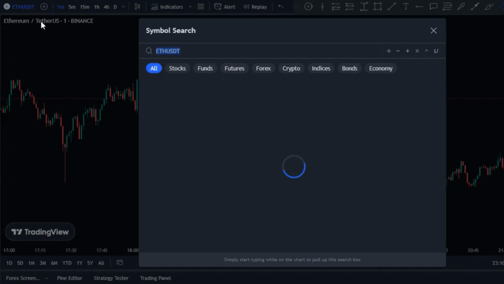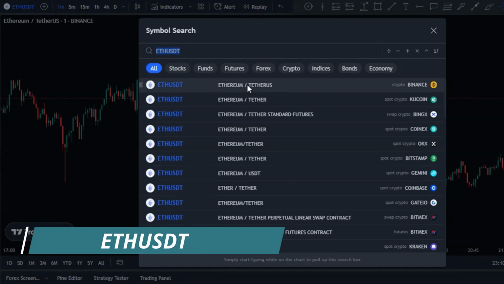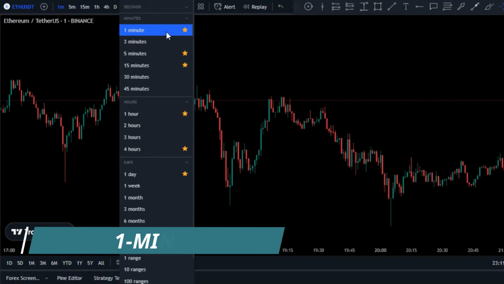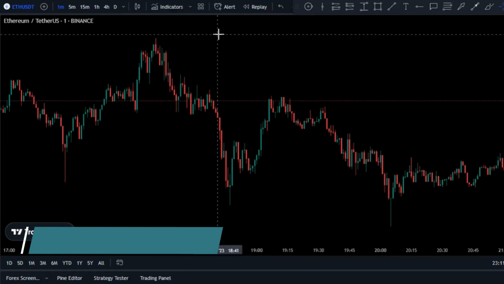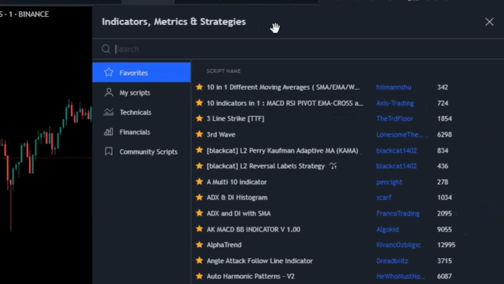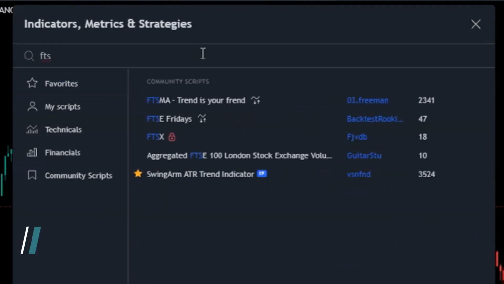Open Ethereum chart on the TradingView platform. Then select a 1 minute time frame. The first indicator used in this setup is called FTS.